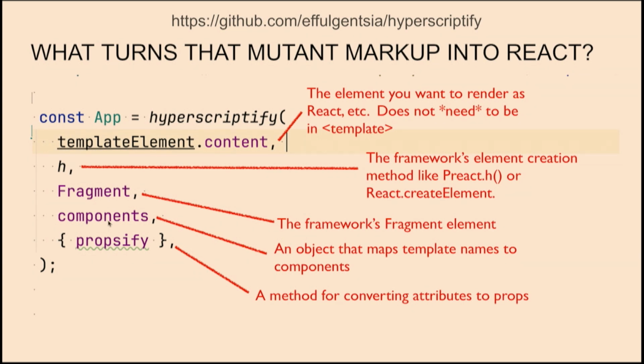This one is components, and this is actually one that I hope to simplify, but this is a map of what we have in the template and what it should ultimately be as a JSX component. For this one, I hope down the road that we actually don't need to map it explicitly, and we can just use naming conventions. I think it's possible, but it's not there yet. And then finally, we have custom methods for converting attributes to props. So whatever the specific needs are.